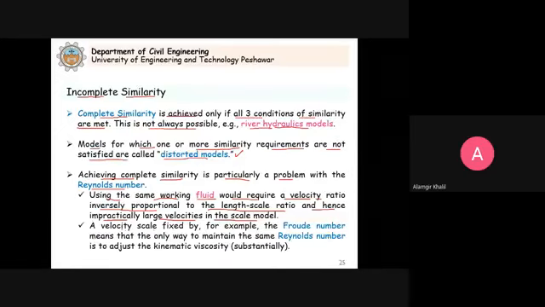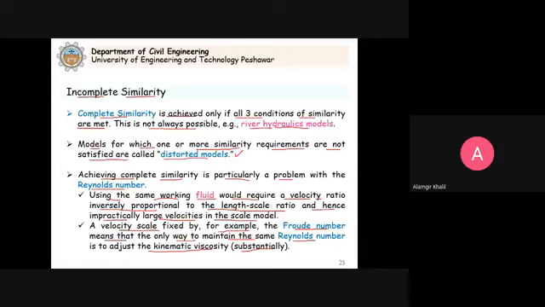A velocity scale fixed by, for example, the Froude number means that the only way to maintain the same Reynolds number is to adjust the kinematic viscosity substantially. The requirement is that if you want to use different fluids, they should have that kinematic viscosity. Is that practically available to us or not?